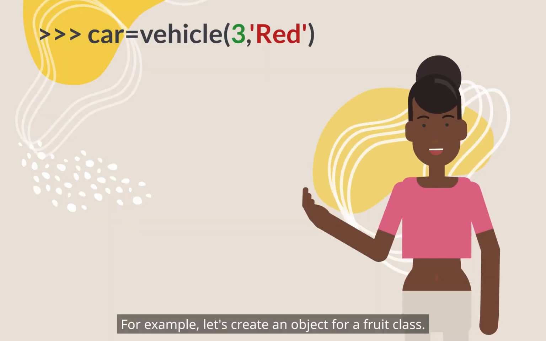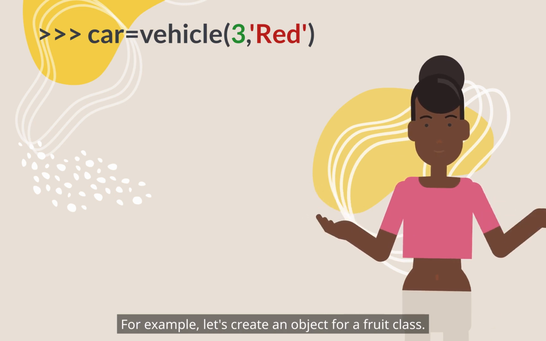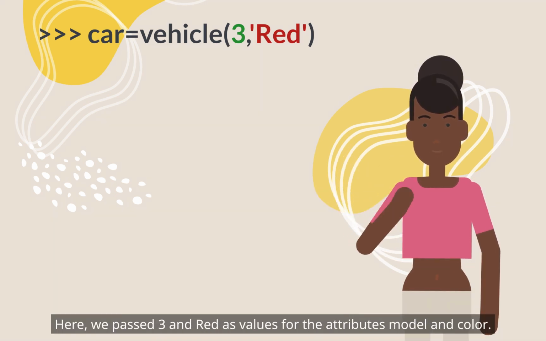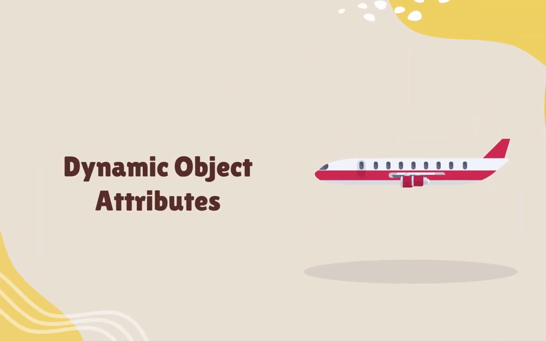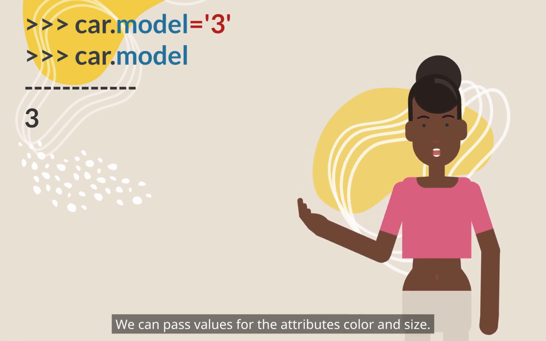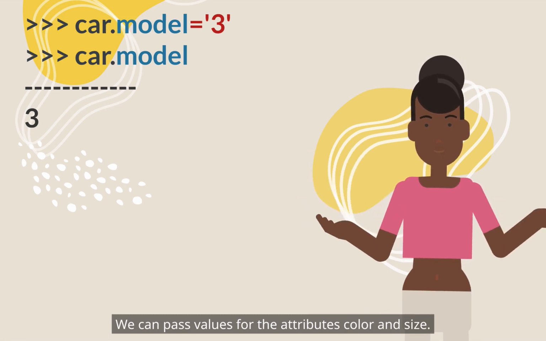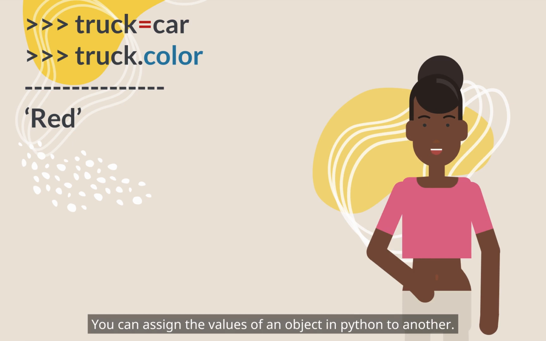For example, let's create an object for a fruit class. Here, we passed 3 and red as values for the attributes model and color. We can pass values for the attributes color and size. You can assign the values of an object in Python to another.